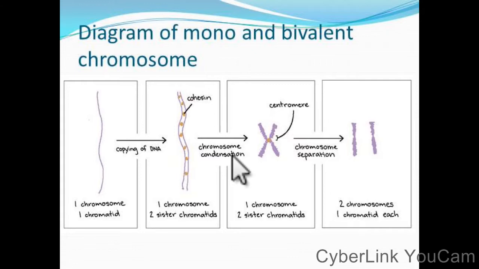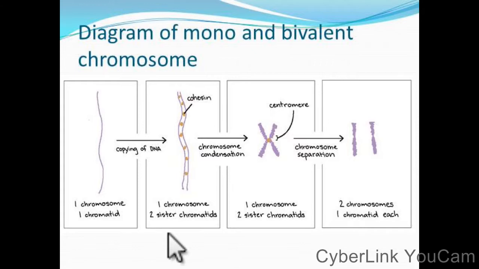This is the diagram of monovalent and bivalent chromosome. This is the monovalent chromosome. This is one chromosome with one chromatid. After copying of DNA, there is one chromosome and two sister chromatids. These chromatids are attached by cohesive force.